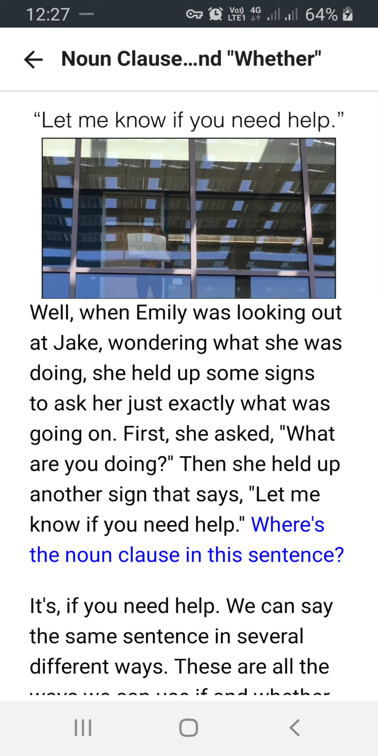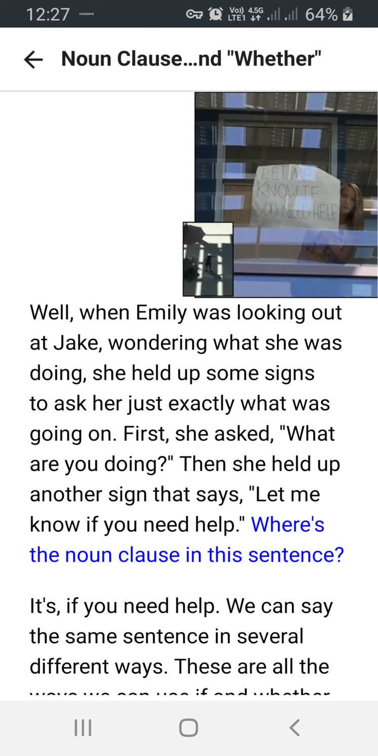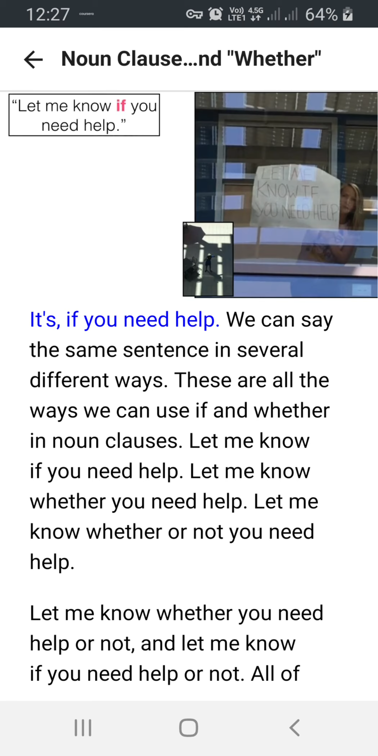Where's the noun clause in this sentence? It's if you need help. We can say this same sentence in several different ways. These are all the ways we can use if and whether in noun clauses.